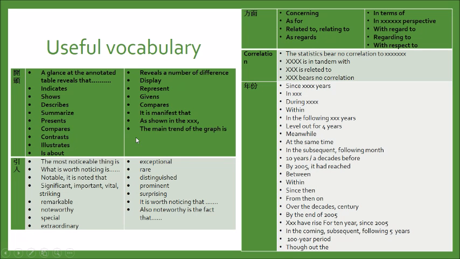Also, for the introduction, you may say that a glance at the annotated table reveals that something happened, and then you may use this kind of verbs to describe in your introduction. And then these are also very beautiful adjectives to describe the trend. Also, for describing years, you may say by 2005 it has reached, and so on. You may use these useful phrases in describing the years.